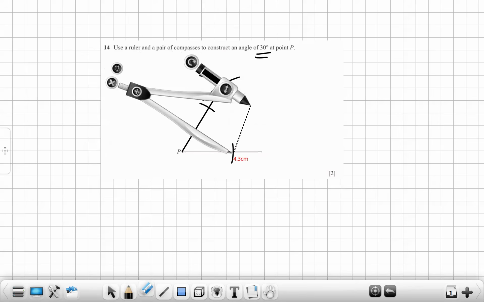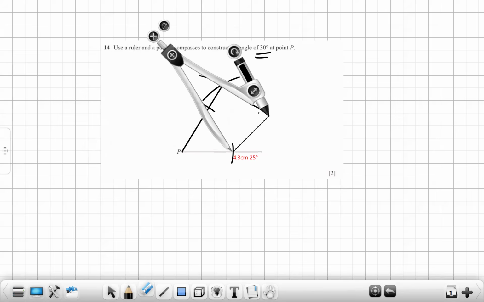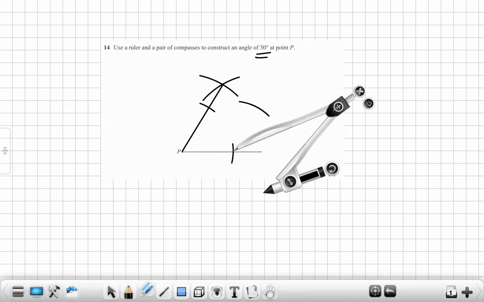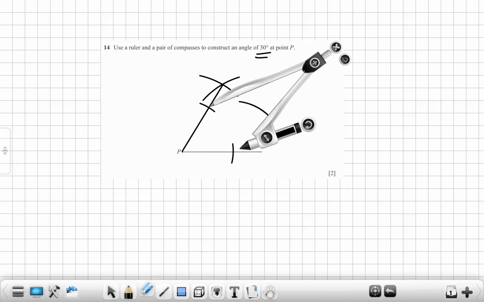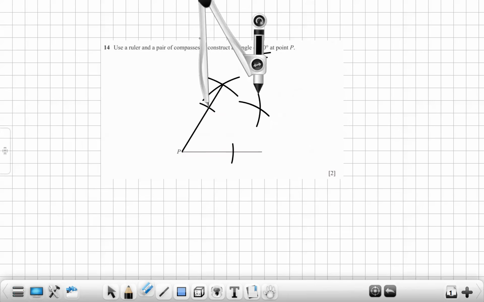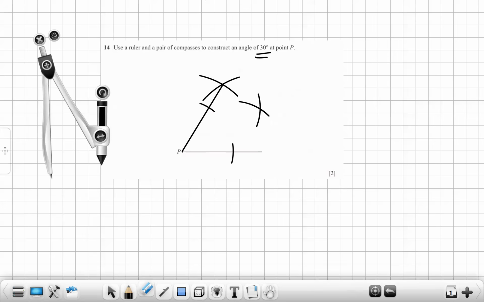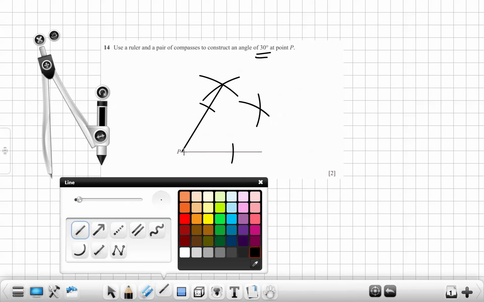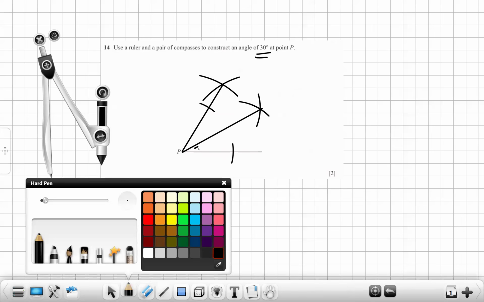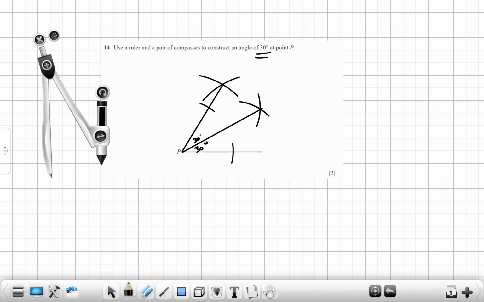Then you just put the compasses on this arc. You draw this, and then you put it on the other arc, and inside you draw this. You need to memorize these steps. Now I drew what? The bisector. I bisected my angle. So now this is 30 degrees, right here. You get the 2 marks.